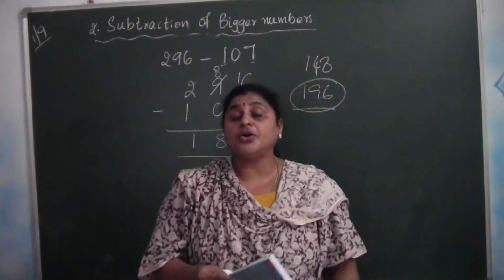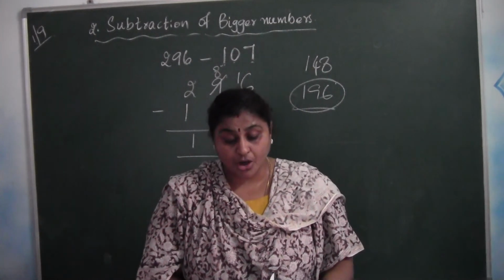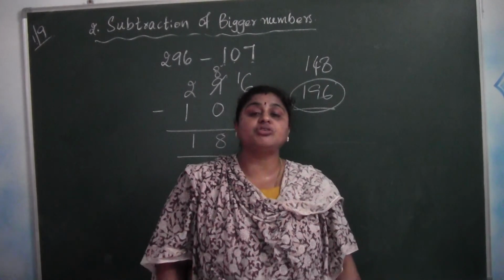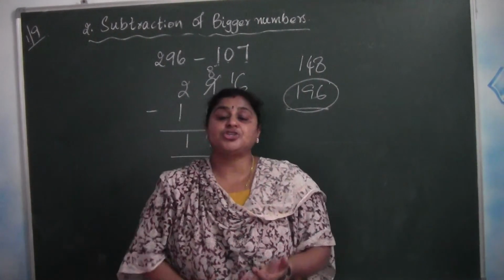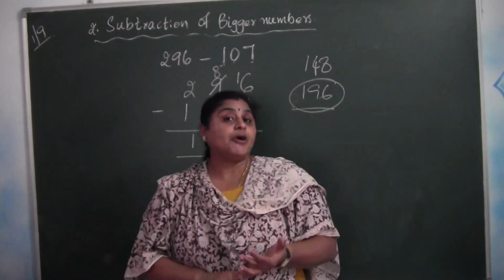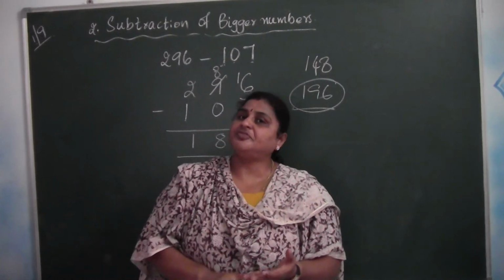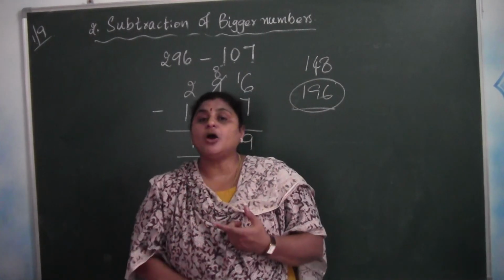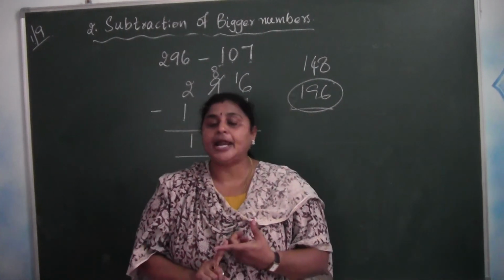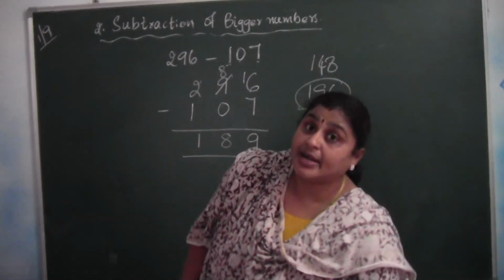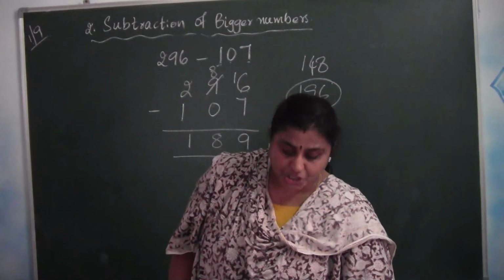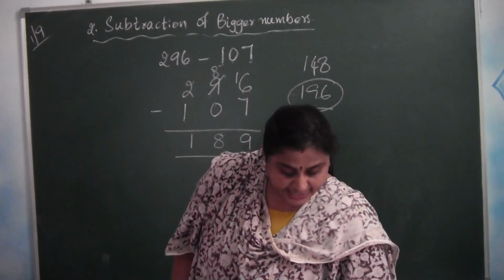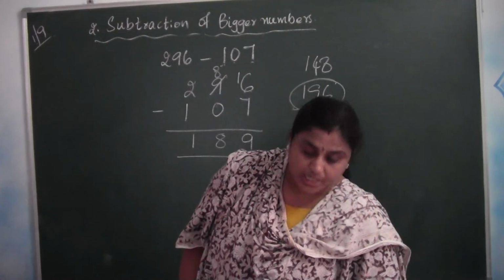So this is about your chapter, subtraction of bigger numbers. What did you learn in this chapter, children? You have learned subtraction of 3-digit numbers without borrowing, subtraction of 3-digit numbers with borrowing, the word problems related to subtraction, and also the word problems related to both addition and subtraction. So with this we have completed your second chapter of term 2.